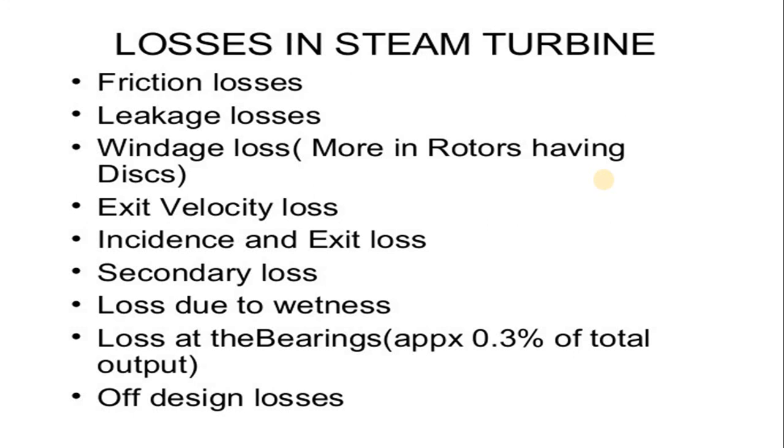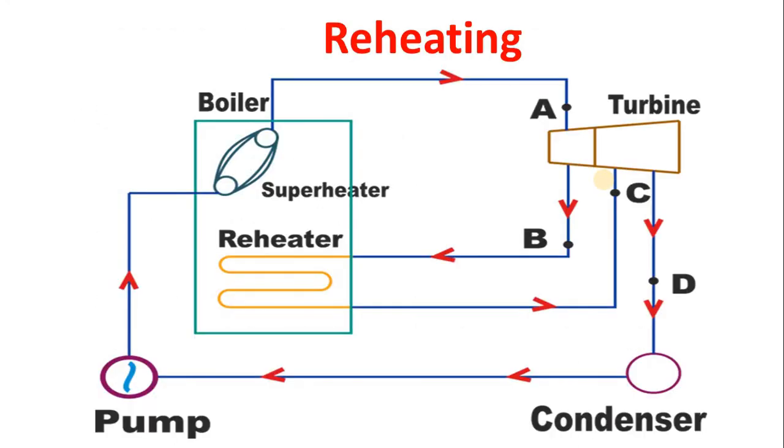So losses at the bearings: with continuous use, the performance of the bearing reduces, and vibration and noise problems arise. These come under the losses. So these are some important losses in the case of the steam turbine.